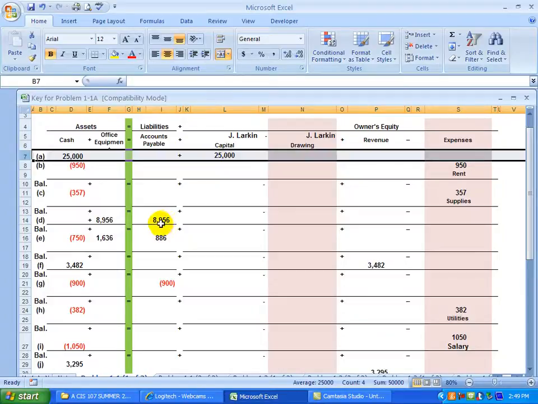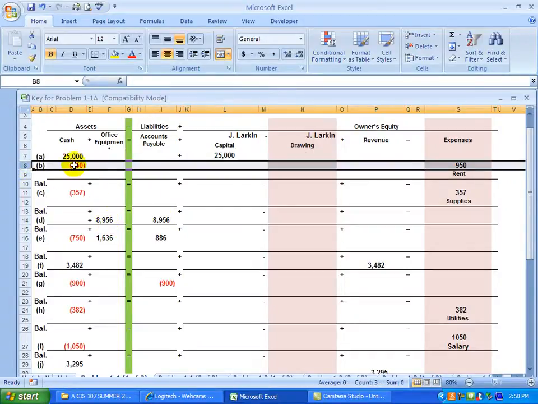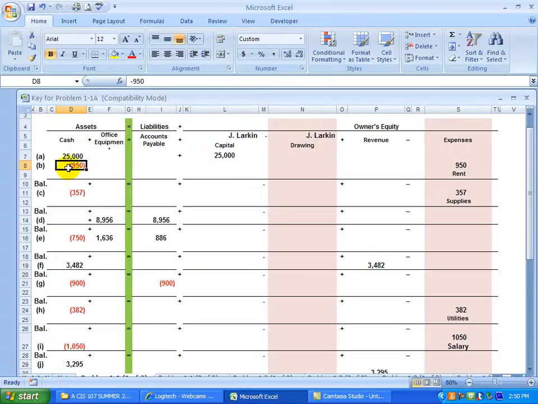Looking at letter B, paid the office rent for the month, $950, check number 1001 for rent expense. When you write a check, your cash is going to decrease. Now, if you're doing this by hand, you can put a minus in front of the $950, or you can show parentheses to show that it's a negative figure. Cash is going down because we're spending money. We're spending it on rent. So rent before had a 0 balance. It's going from 0 up to $950. So this is a plus to the rent expense account.